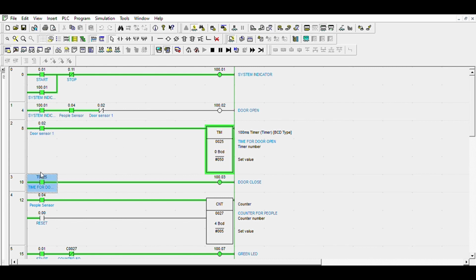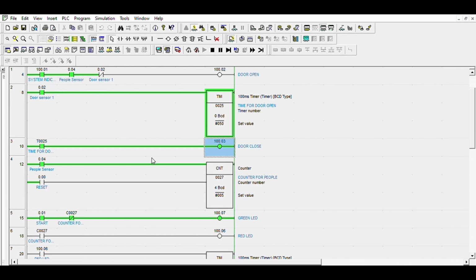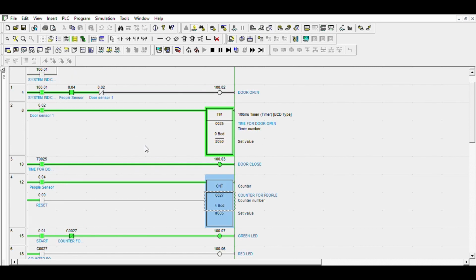After 5 seconds, in rung 3, the timer for door open indicator will turn on, and the motor which closes the door will also turn on. Okay. As you can see, the green LED in rung 5 is still on because the counter which counts the number of visitors is still below 5 visitors. So this system will be repeated until the counter for people has counted 5 visitors.